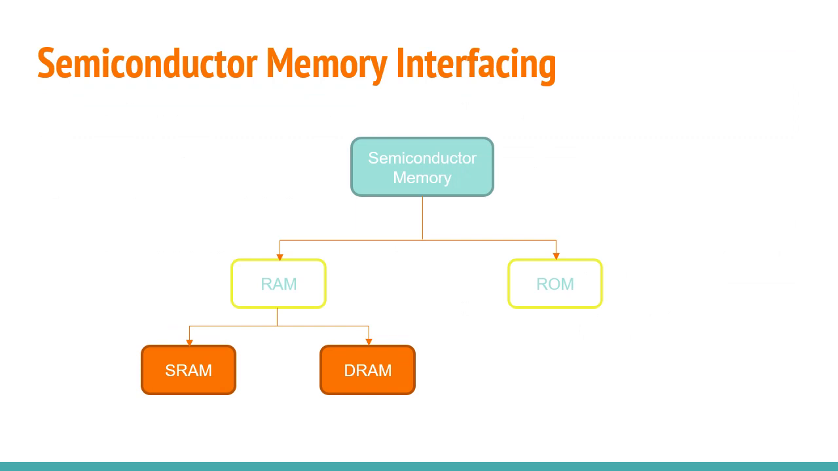The semiconductor memory can be broadly classified into two types, the RAM or the random access memory and the ROM or the read-only memory. Now, just like the name suggests, the read-only memory can only be used for reading. That means there are no write operations that can be performed on the ROM. The random access memory can be used for both read and write operations. The random access memory is further divided into two categories known as the static RAM and the dynamic RAM.